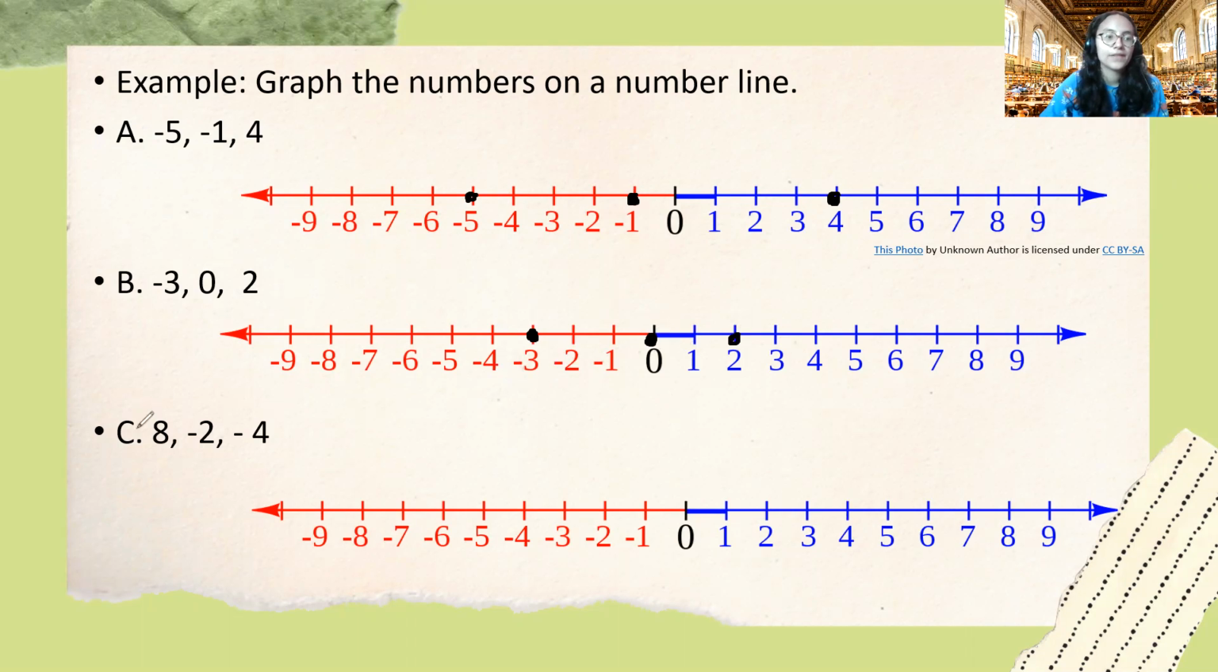For C, we have +8, -2, and -4. So 8 is positive, and it will be 8 spaces down to the right of 0. So here it is. -2 is negative, so it will be 2 spaces to the left of 0. And -4 is negative, so it will be 4 spaces to the left of 0. Okay? So go ahead and jot that down, and we can go on to the next example.